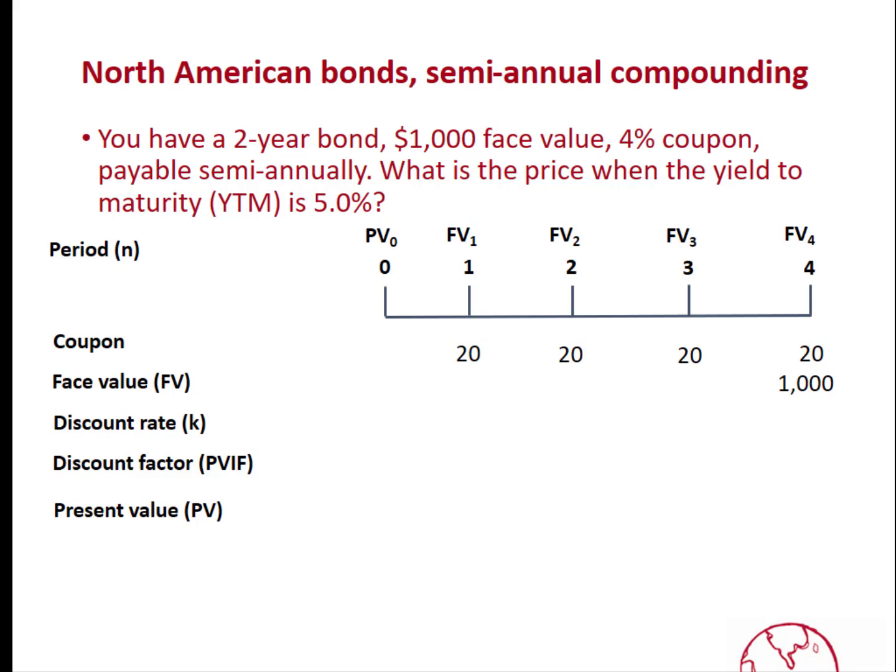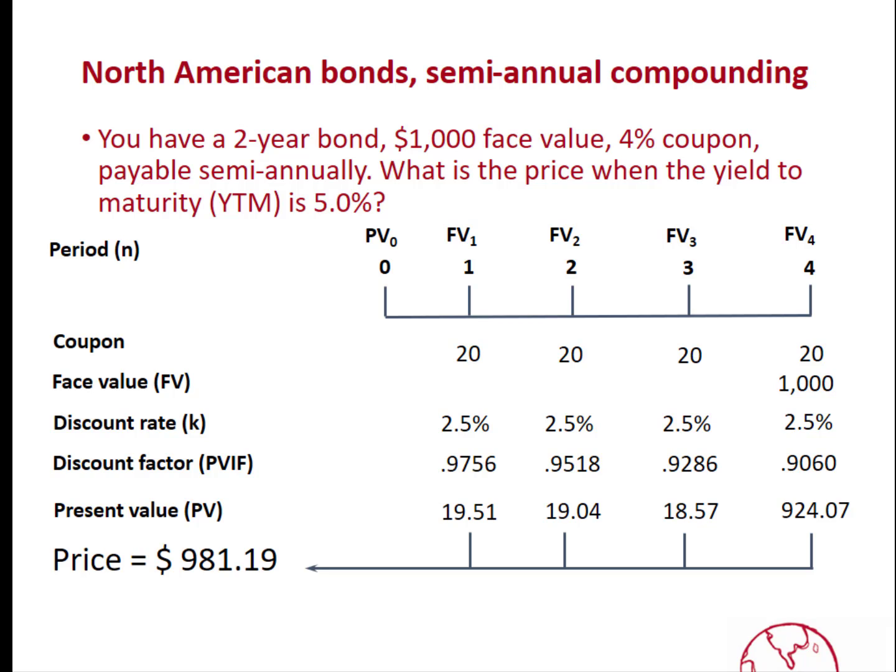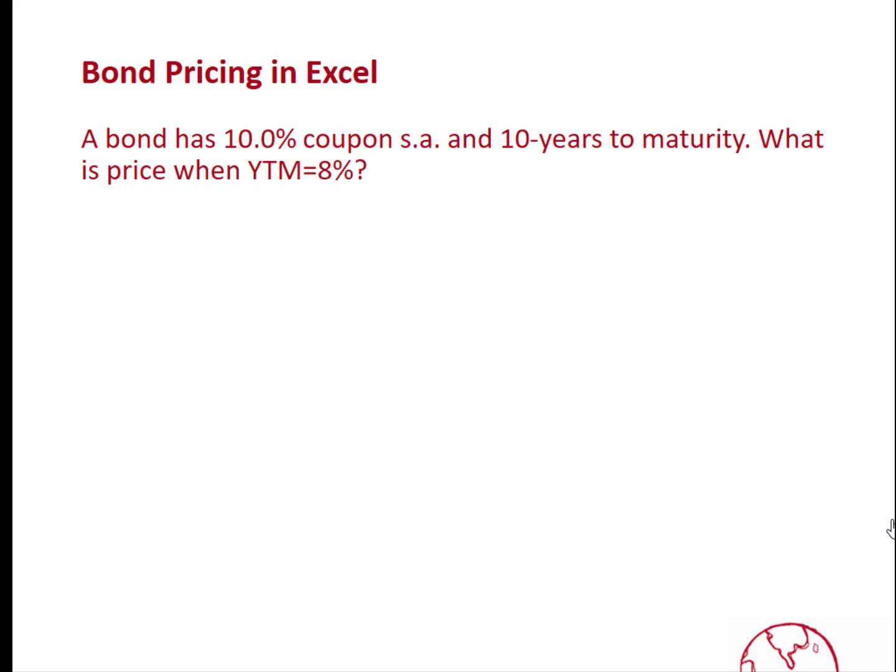The discount rate is going to be 5% divided by 2, or 2.5% for every 6-month period. Using that, we can calculate the present value interest factor using 1 over 1 plus k to the n. You can see here that the discount factors start close to 1 and then decline as you go further out. The intuition is that $1 received at the end of 4 periods would be worth 90.6 cents today. Multiplying the cash flows times those present value interest factors, the value of the bond is going to be $981.19.